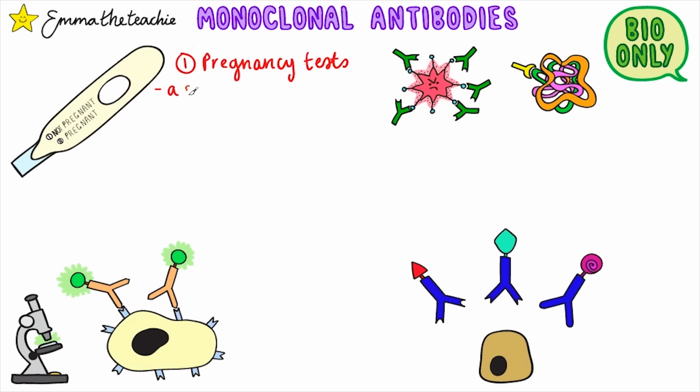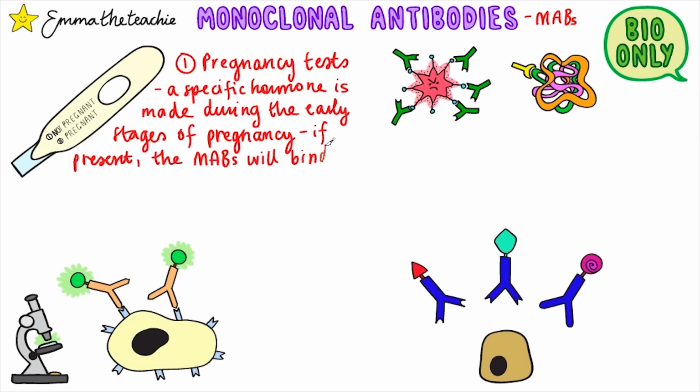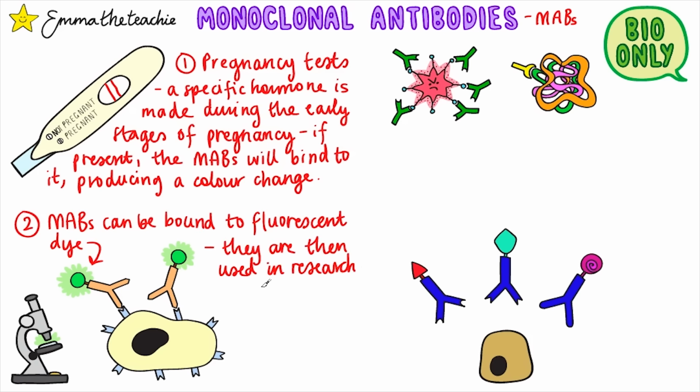The first is pregnancy tests. A specific hormone is made during the early stages of pregnancy, and if it's present, monoclonal antibodies, or MABs, will bind to it and cause a colour change to indicate pregnancy, like this. They can also be bound to a fluorescent dye, and they're then used in research to locate or identify specific molecules in a cell or the whole cells themselves.